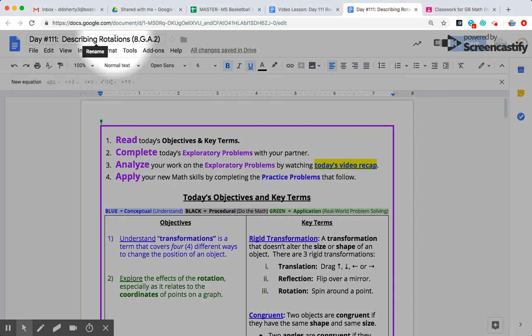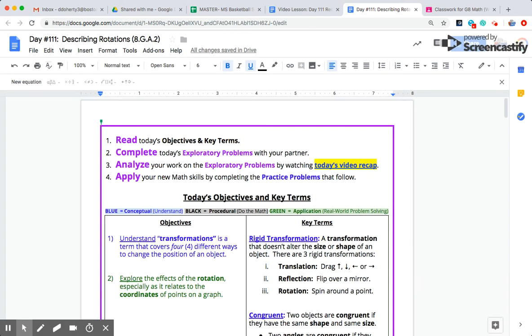Today is day 111, and for this video and our whole lesson today, we're going to be focusing on the rotation. Again, you should be familiar that the rotation is a type of transformation. We're going to spin something around a point, spin an object or shape around a fixed point. Today, our big goal is going to be seeing what happens to the coordinates for points when we rotate them around the origin.